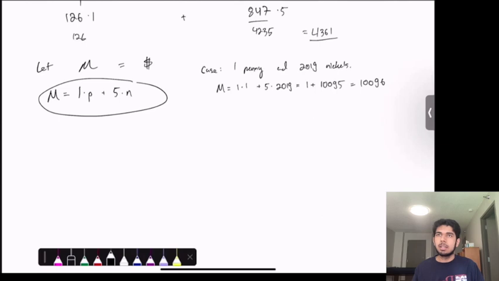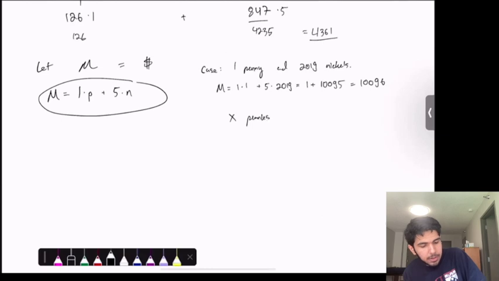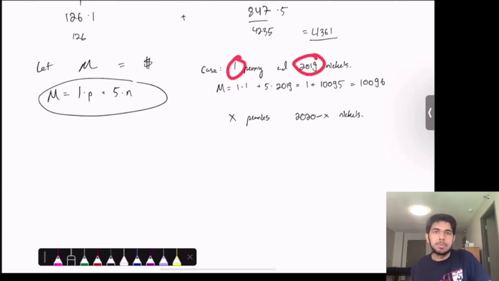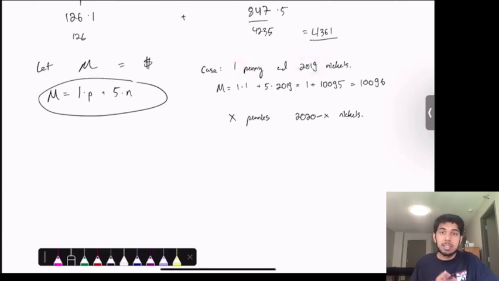So if he has X amount of pennies, then he must have 2020 minus X nickels, right? Because there's only 2020 possible coins that he has. So let's consider, here we had 1 and 2019. What happens when we make the 1 penny 2 pennies? Then we decrement the amount of nickels. He should have 2018 nickels. And then he could also have 3 pennies and 2017 nickels.